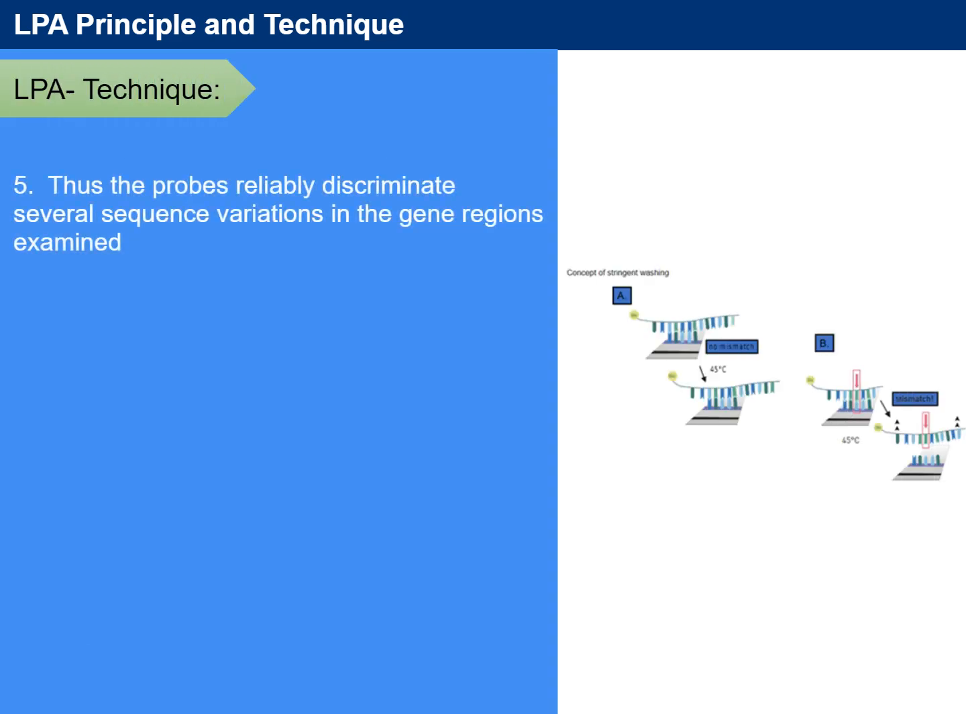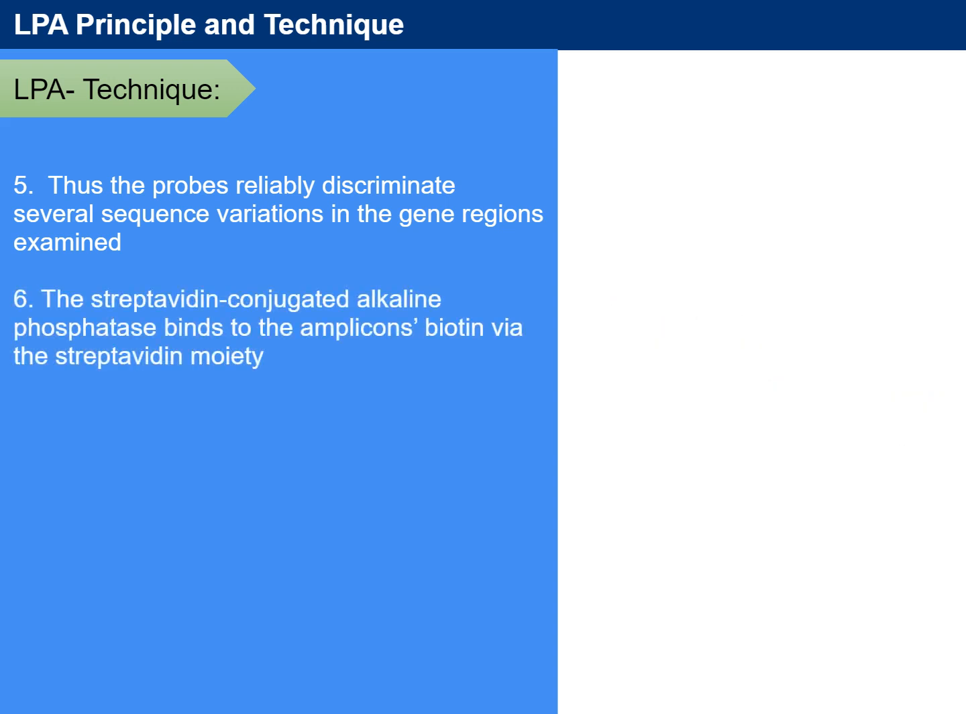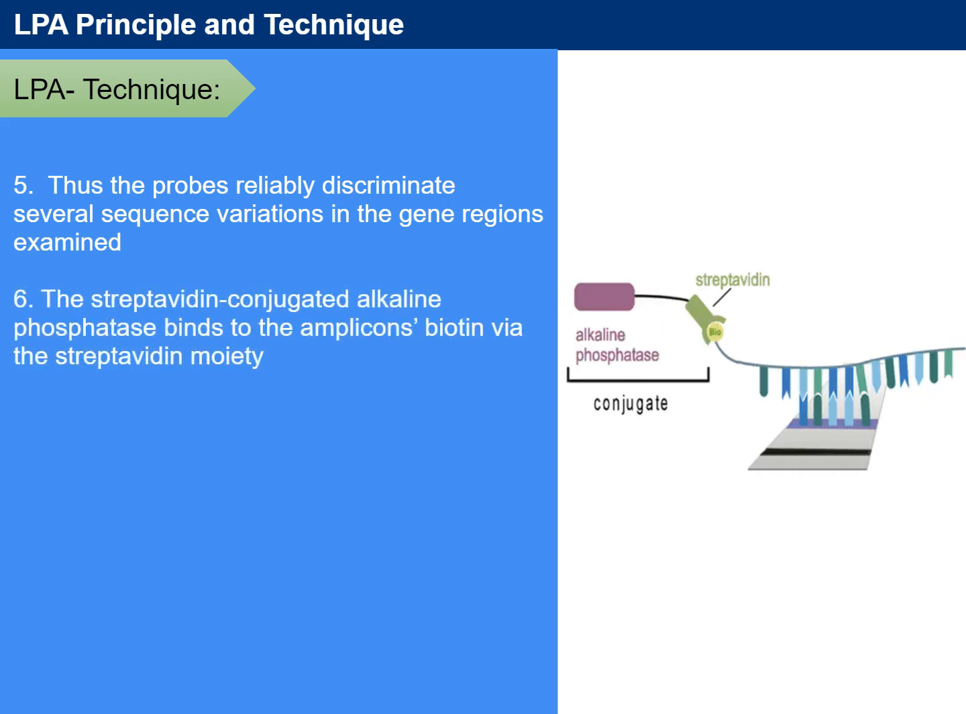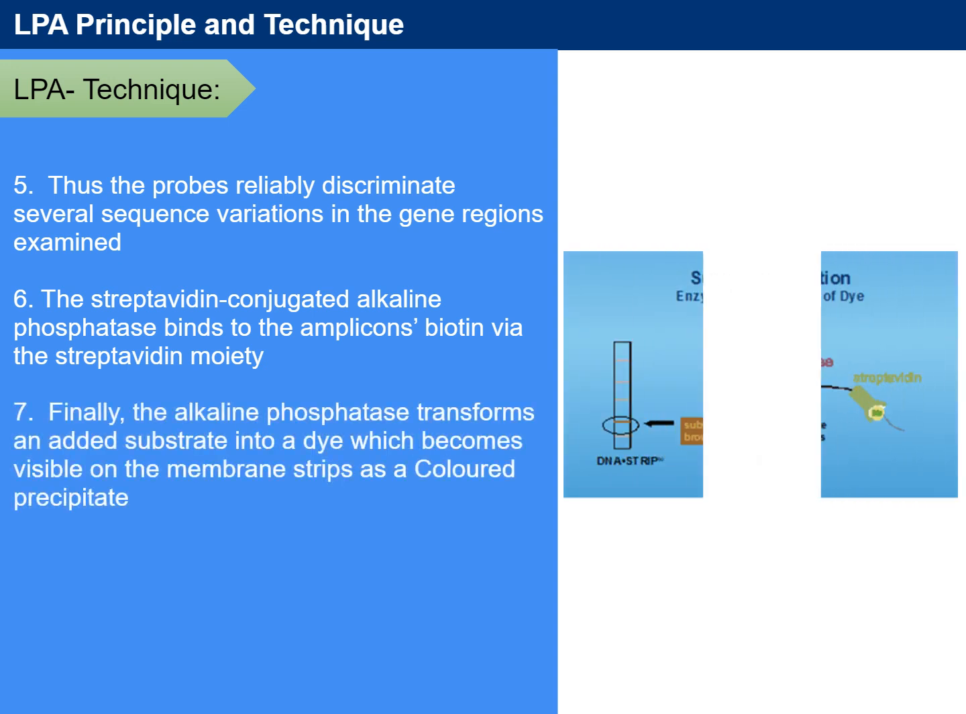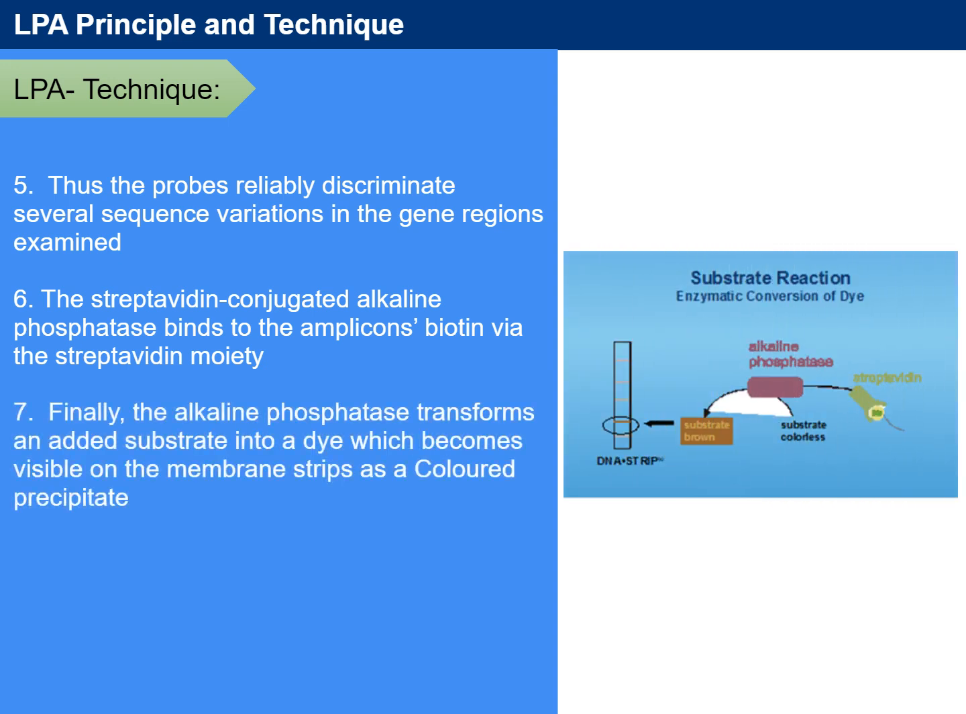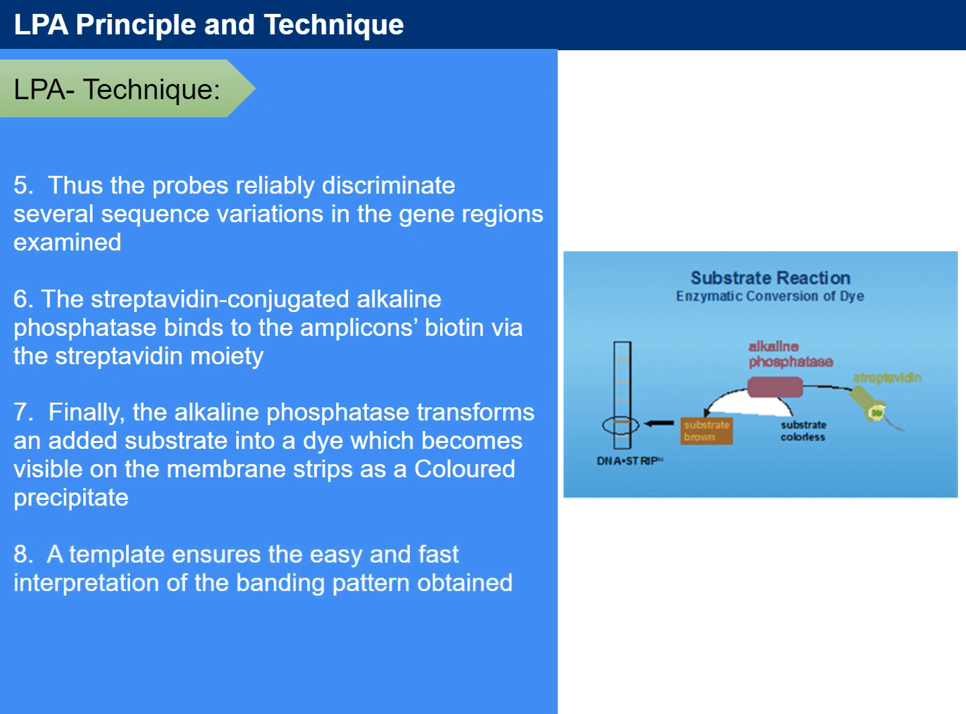Thus, the probes reliably discriminate several sequence variations in the gene regions examined. The streptavidin-conjugated alkaline phosphatase binds to the amplicons' biotin via the streptavidin moiety. Finally, the alkaline phosphatase transforms an added substrate into a dye, which becomes visible on the membrane strips as a colored precipitate. A template ensures the easy and fast interpretation of the binding pattern obtained.